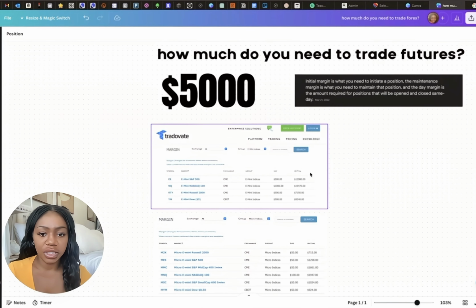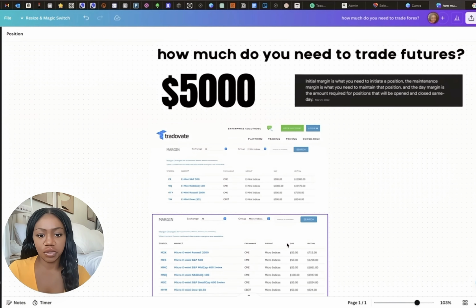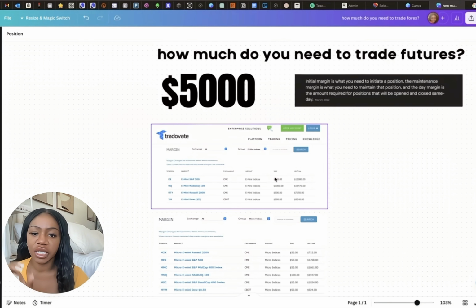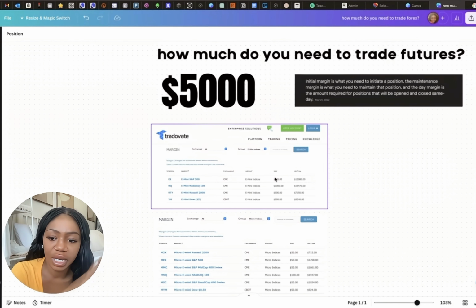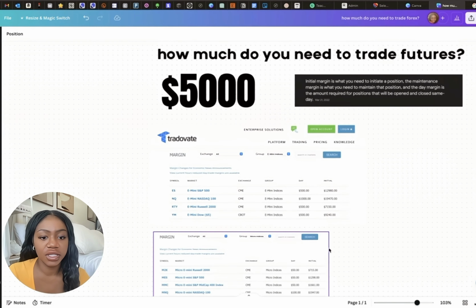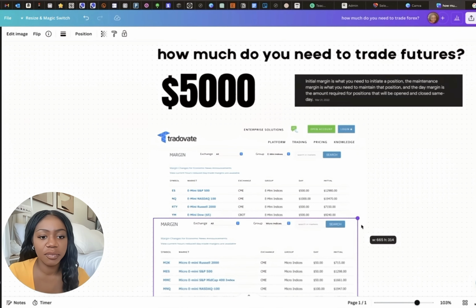So I'm going to blow this up and we're going to zoom into this a little bit more. But as you can see, Tradovate only shows you the day margin and the initial margin. It doesn't show you the maintenance margin. The day margin is significantly less than the initial margin. The day margin is for traders that are getting into a position and closing it that same day. They're not holding it. But let's see how much money you need to get into a position with day margin, which again is the cheapest margin.